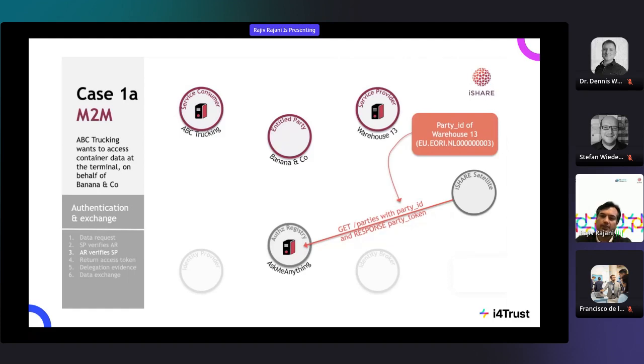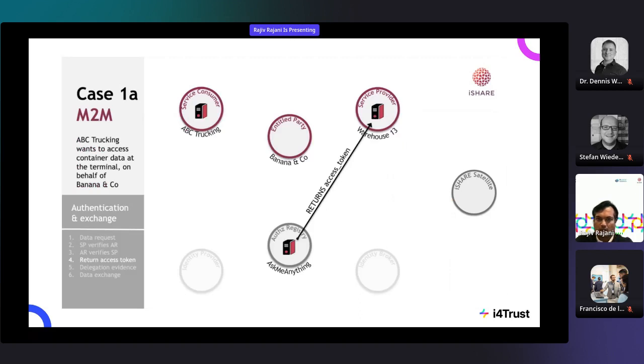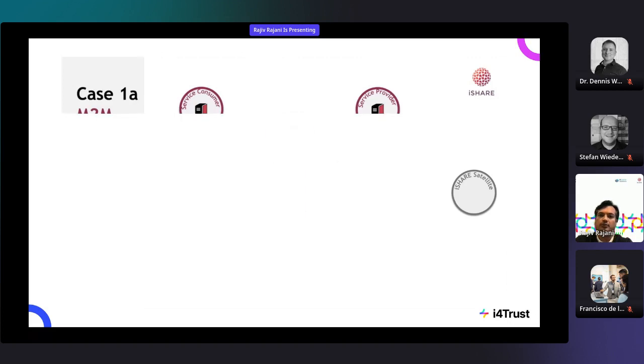So for the authorization registry, it will again connect to the satellite, first get a token from the satellite. And after it has got the token, it calls the parties endpoint basically to get more details about warehouse 13. Once it has got the details about warehouse 13 and validated it along with the client assertion, then it will return an access token to the service provider, right?